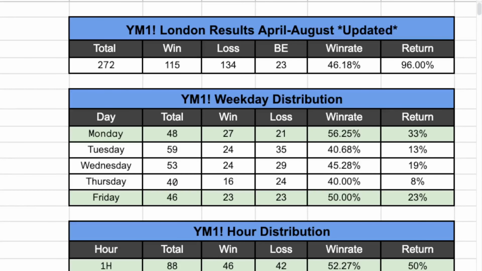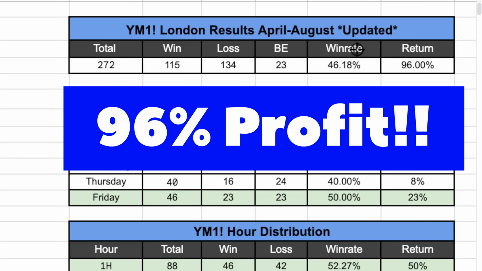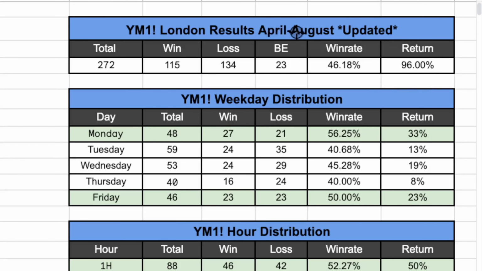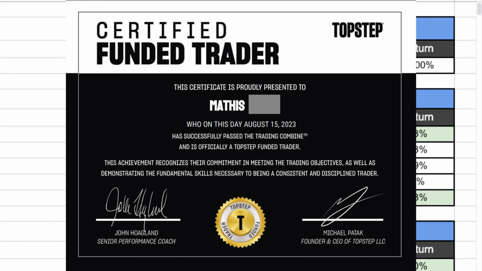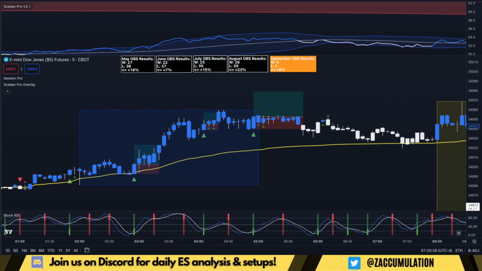Do you want to learn an indicator-based strategy that made a 96% return over the course from April to August, that you can use to pass multiple funded account challenges? Then listen up, because with this exact strategy, I passed a TopStep and multiple Apex funded accounts. Now let's jump straight into TradingView so I can explain the ins and outs of this strategy to you.